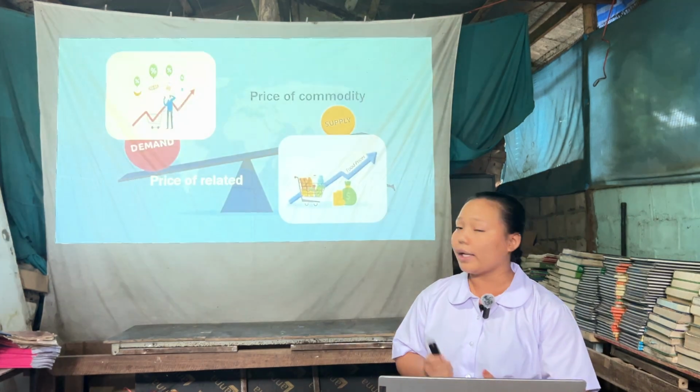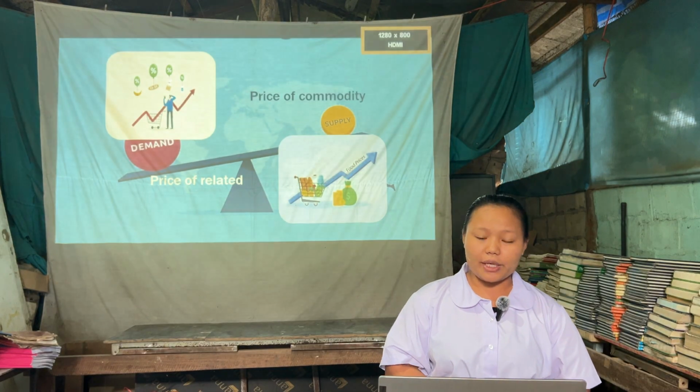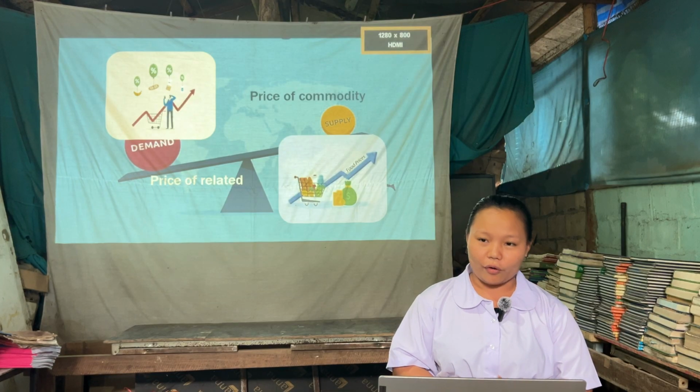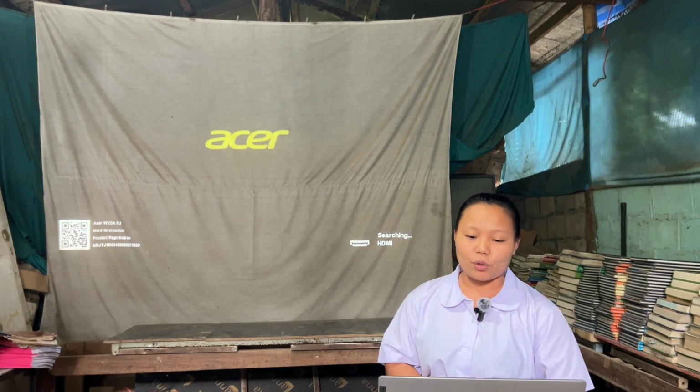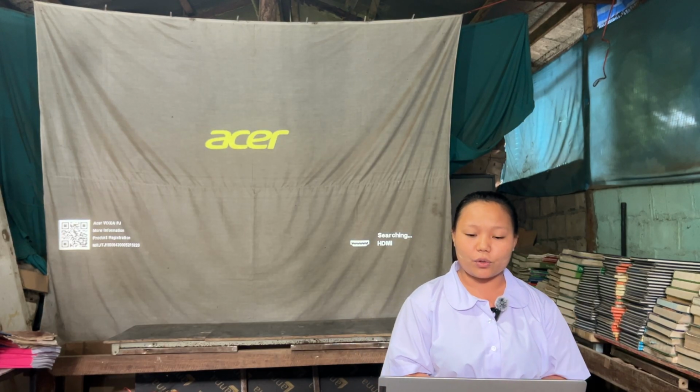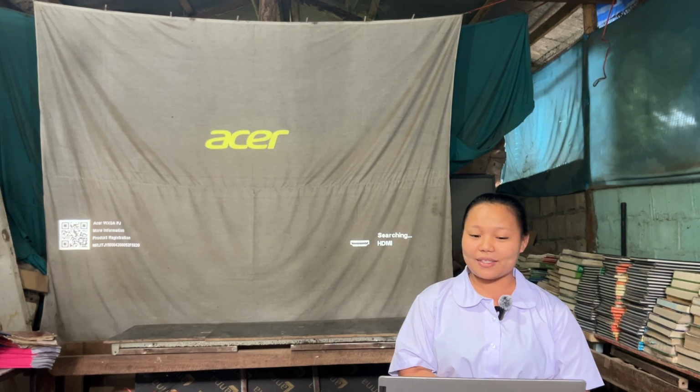The second factor is the price of related goods. Related goods are substitute goods and complementary goods. Substitute goods like tea and coffee. When the price of tea is increased, people will buy more coffee. Complementary goods like car and petrol. When the price of cars increases, people buy less petrol because they use them together.